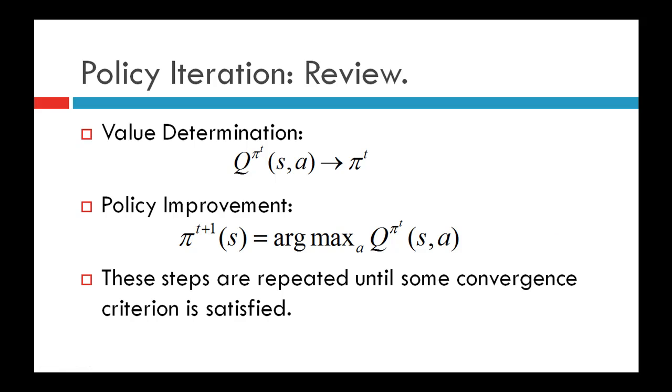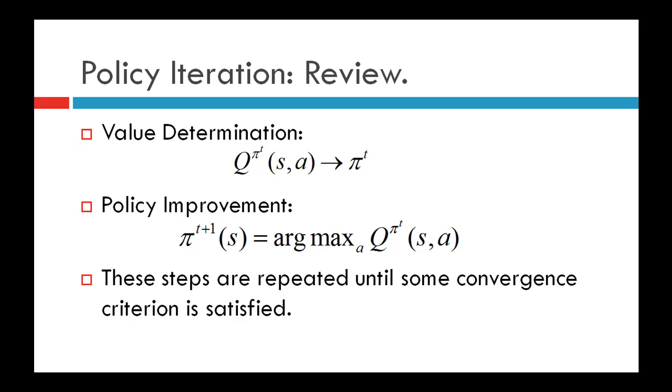So here is a quick review of the policy iteration algorithm. As I mentioned, the first step is the value determination step. At this step, say the present iteration is iteration number t, and you have the policy pi t. The value determination step will first identify the value function for this policy pi t, which is denoted as q pi t s comma a. This is the state action value function for a given state action pair s comma a for policy pi t. Once this state action value function is determined, the next step is the policy improvement step.